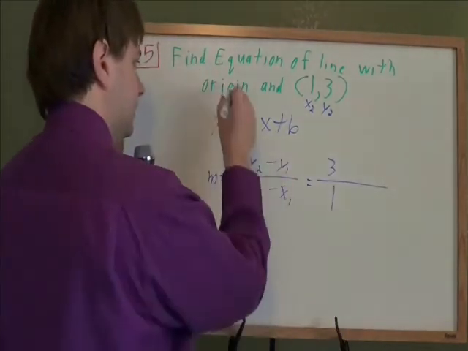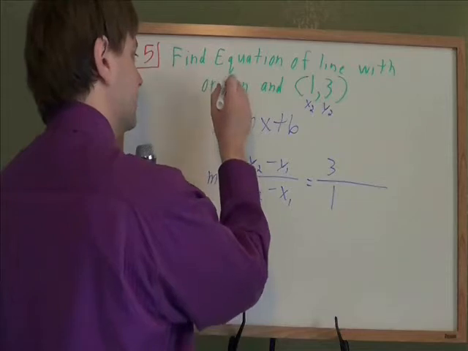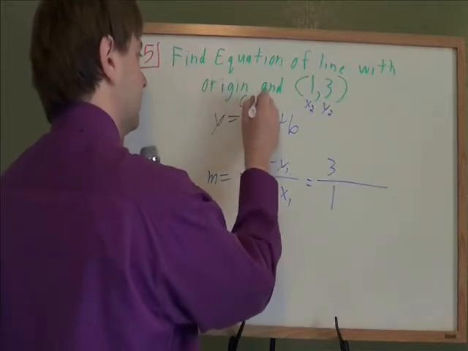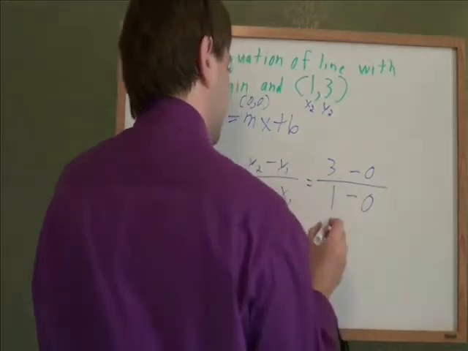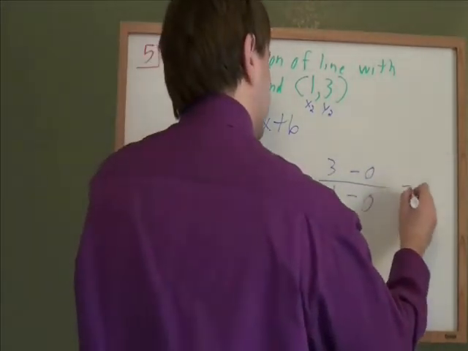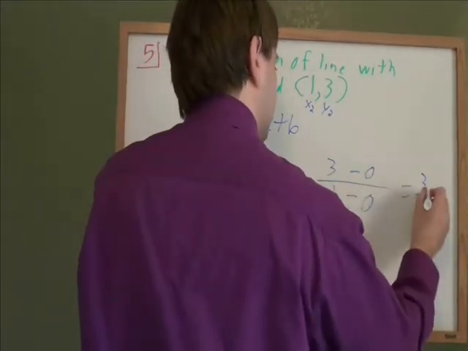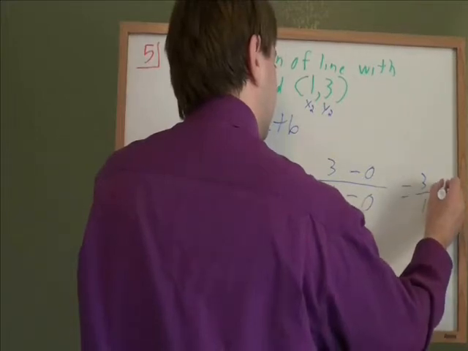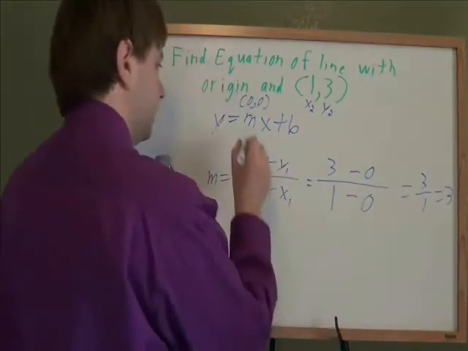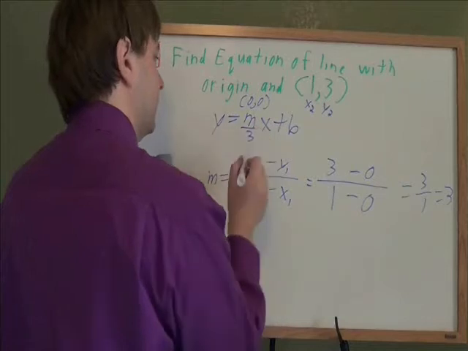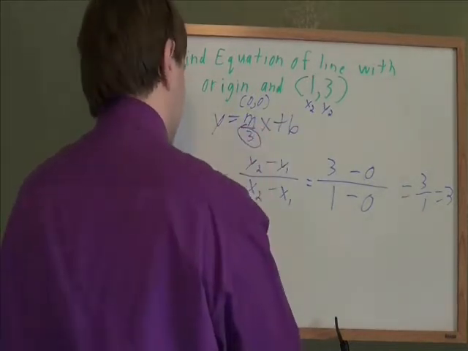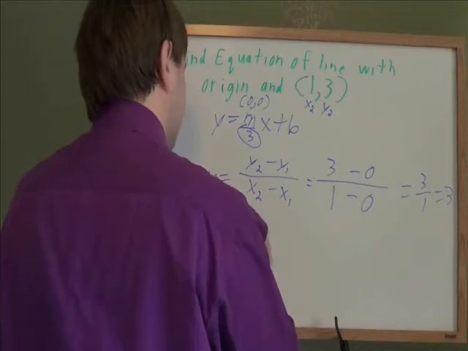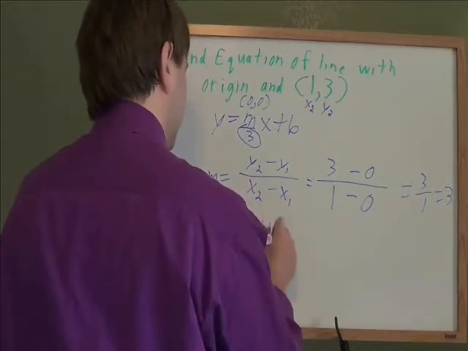And then our other point is the origin. The origin is the exact center of a graph, which is 0, 0. 3 minus 0 is 3, 1 minus 0 is 1, and 3 over 1 equals 3. So our slope is 3. Now we just need to find our letter b, and we'll be done. So y equals 3x plus b.